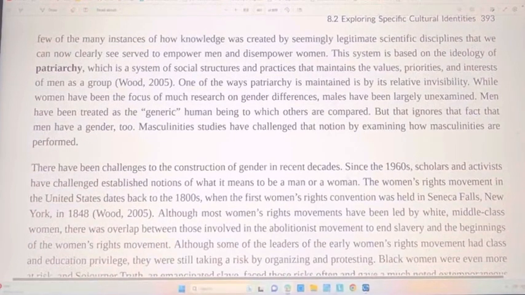This system is based on the ideology of patriarchy, which is a system of social structures and practices that maintains the values, priorities, and interests of men as a group. One of the ways patriarchy is maintained is by its relative invisibility. While women have been the focus of much research on gender differences, males have been largely unexamined. Men have been treated as the generic human being to which others are compared. But that ignores the fact that men have a gender too. Masculinity studies have challenged that notion by examining how masculinities are performed.